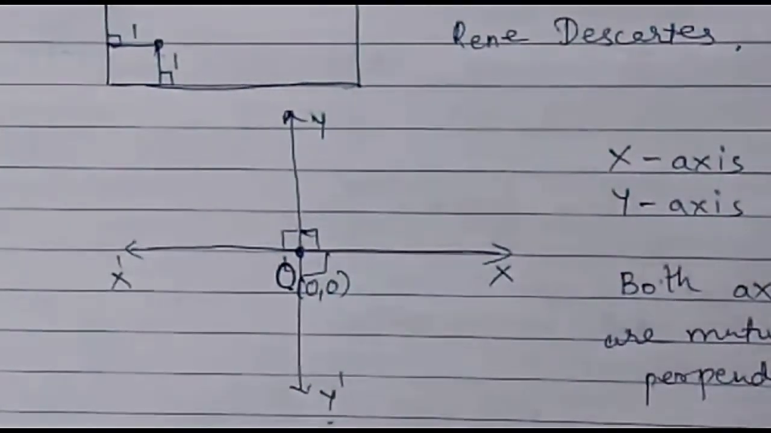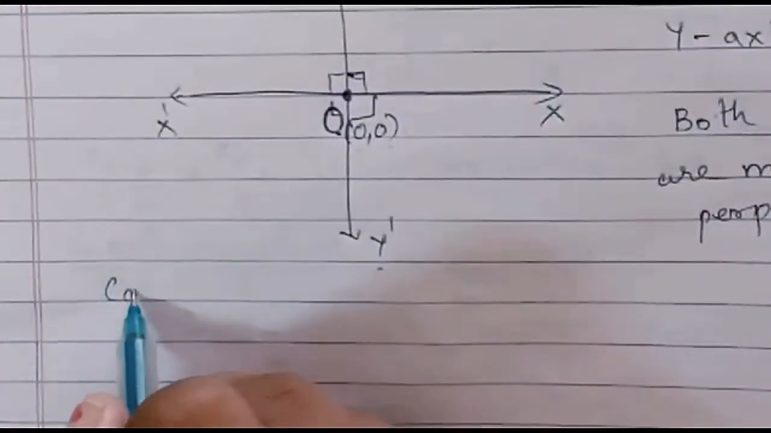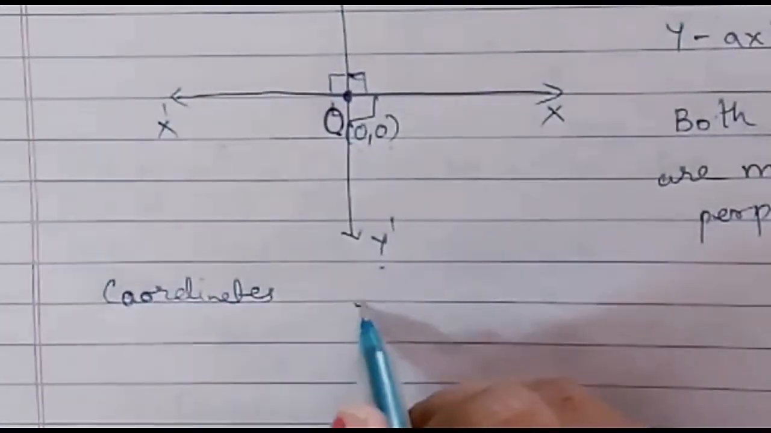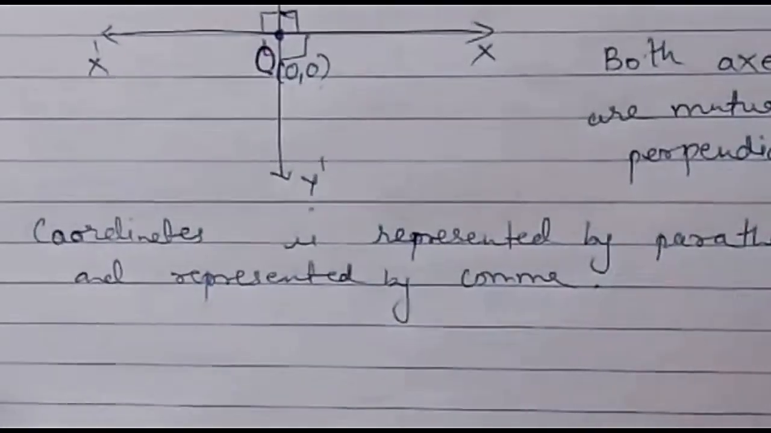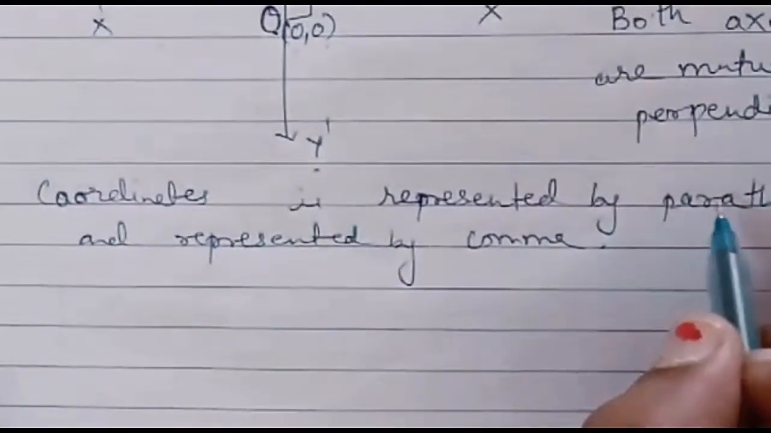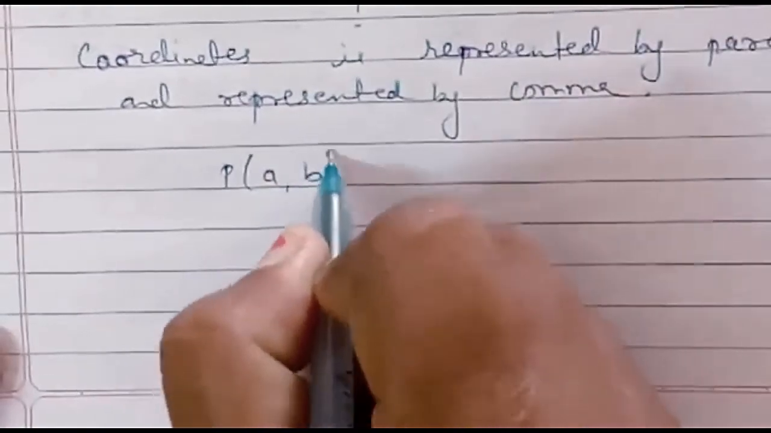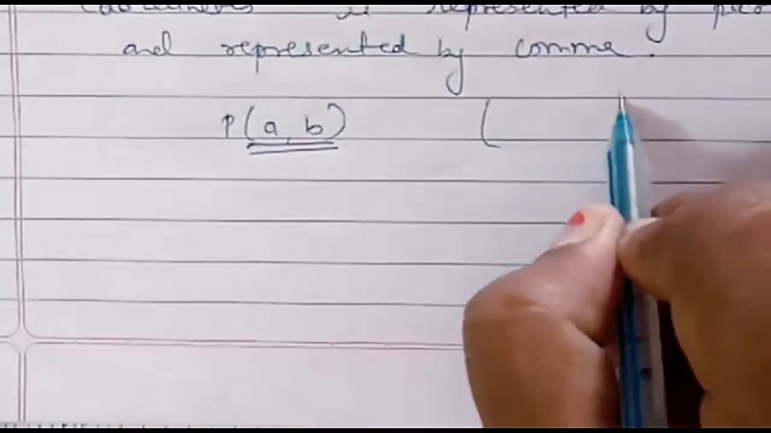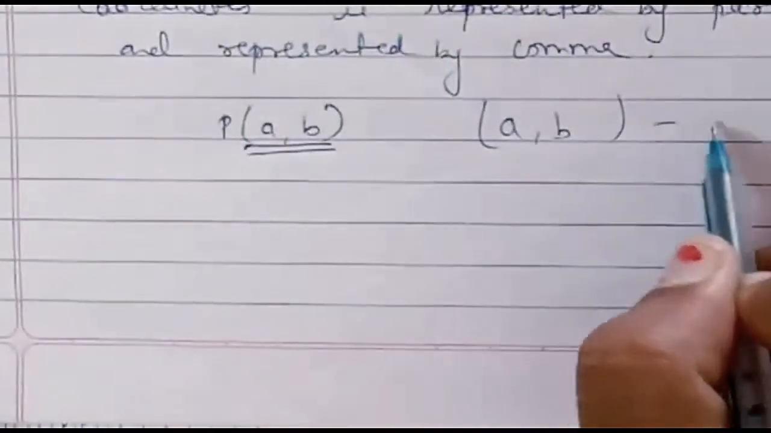Now the question arises, what do you mean by coordinate? Coordinates are represented by parentheses and separated by a comma. For example, P of A comma B, right? This is actually an ordered pair. The way of writing a point in such a way is called an ordered pair.